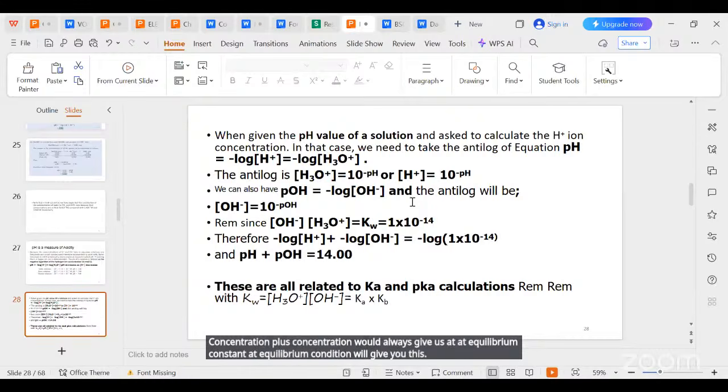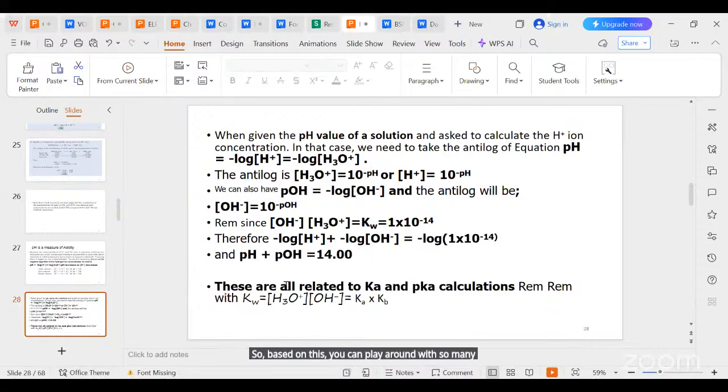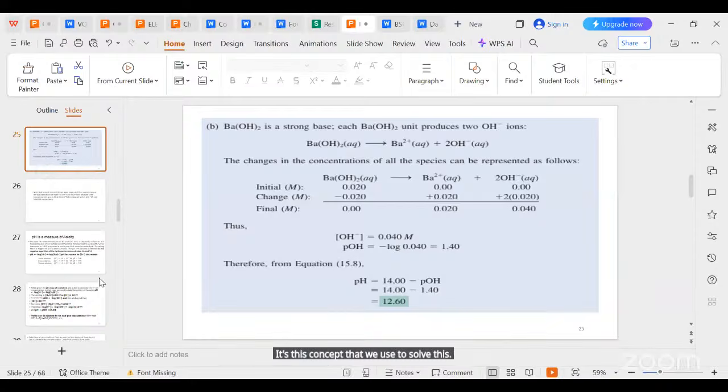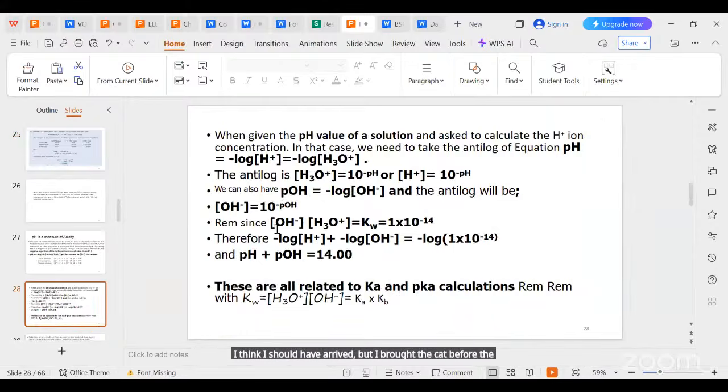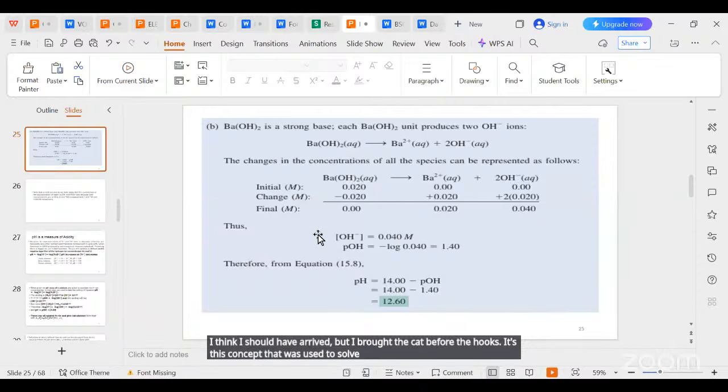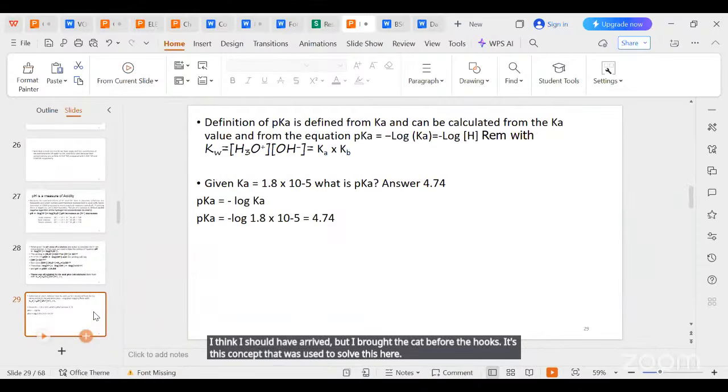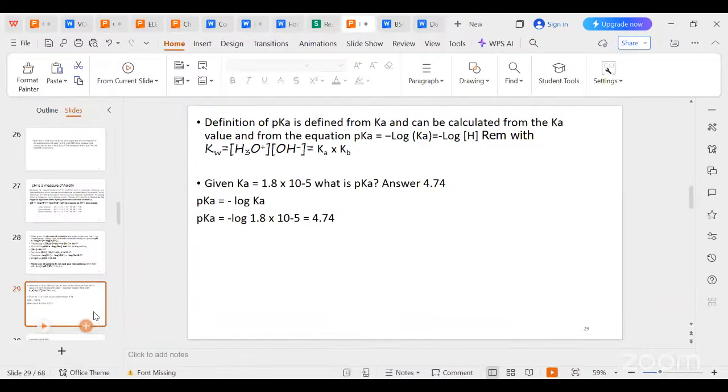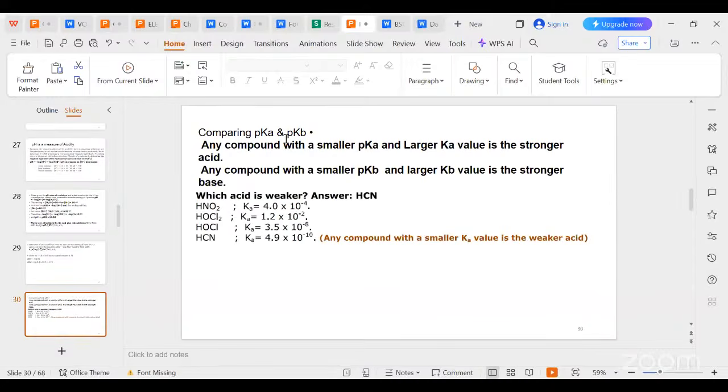So based on this, you can play around with so many things. Is this the concept that we used to solve this? I think I should have arranged it differently, but I put the cart before the horse. Is this the concept that was used to solve this here? So any compound, based on this, you can now make some small predictions.